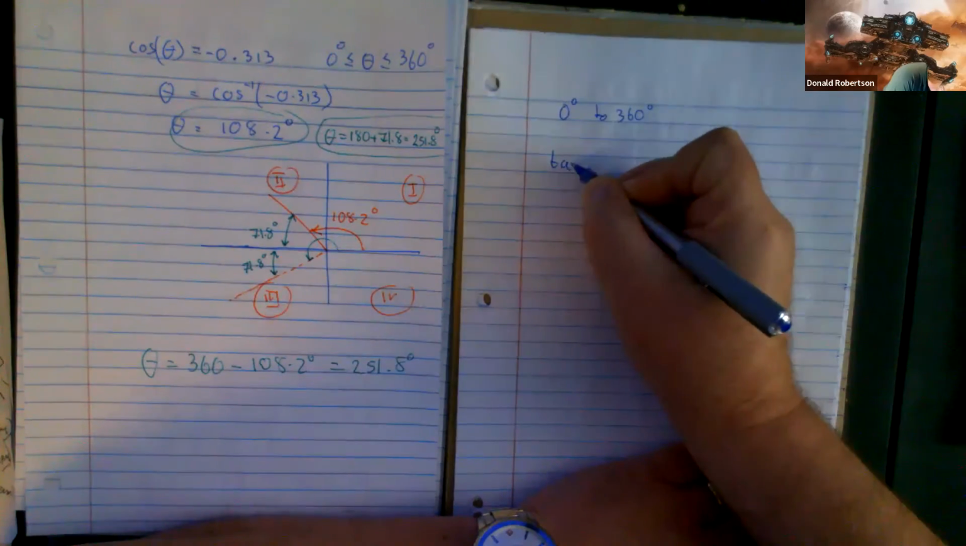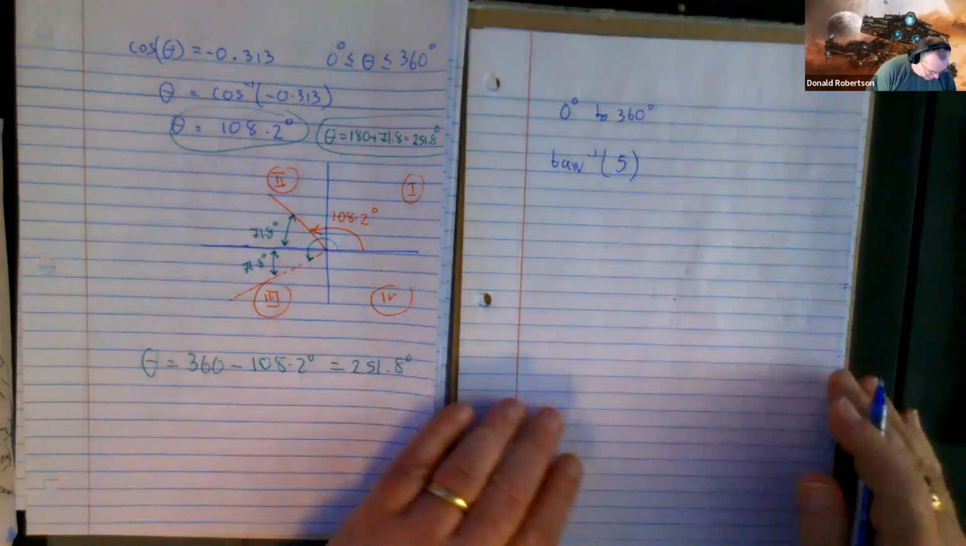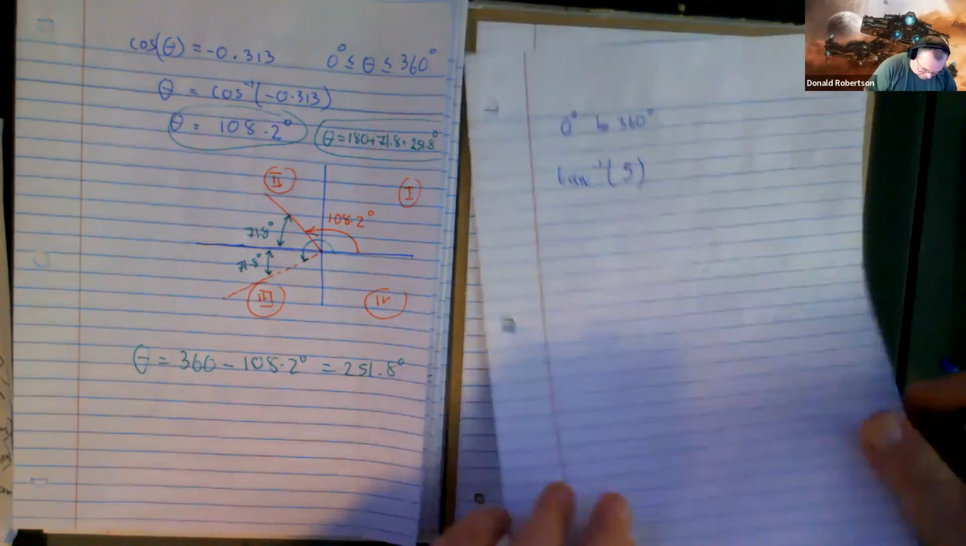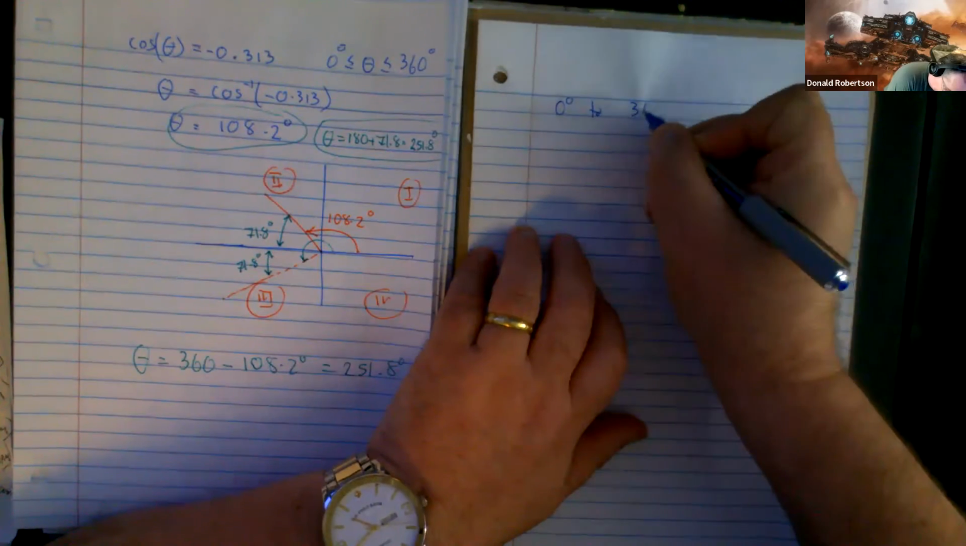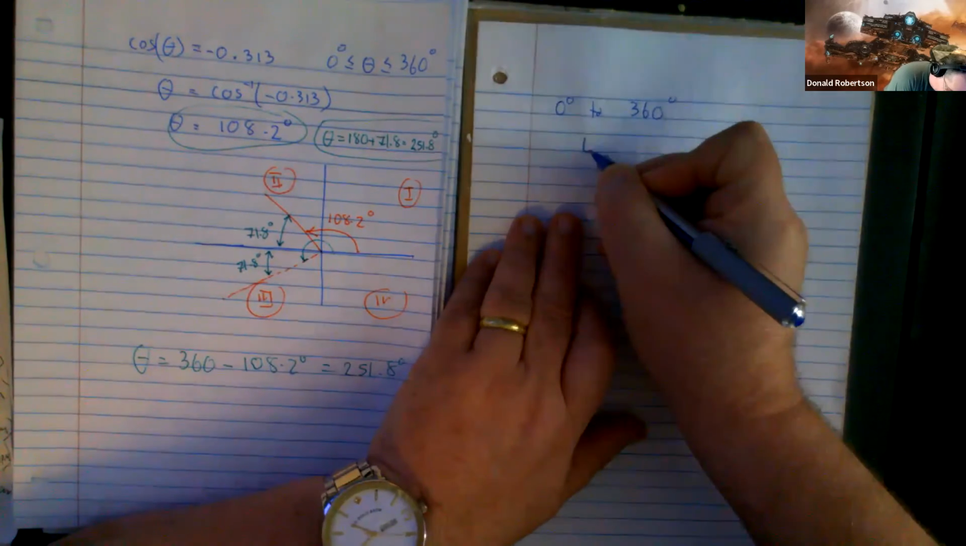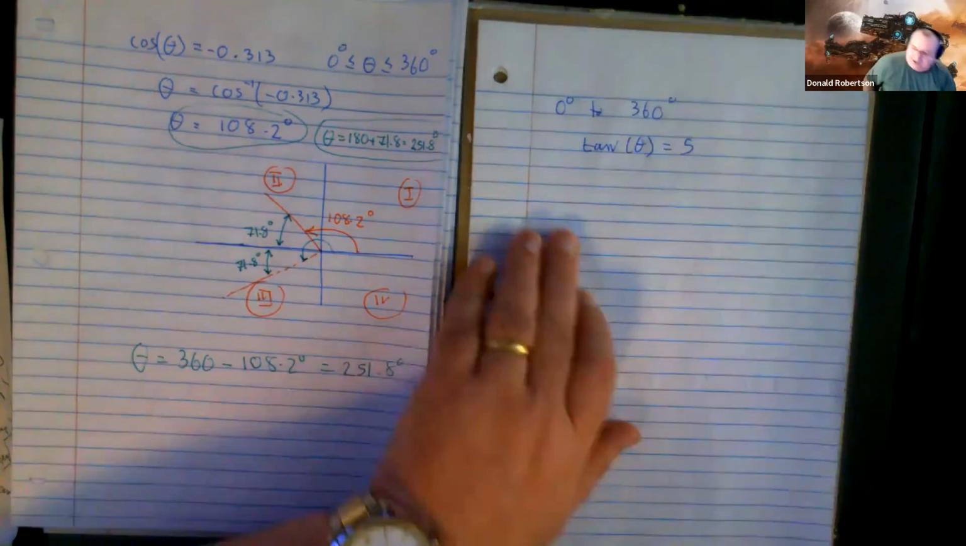We're going to do an inverse tan of 5. And I just screwed up that question. It's going to be 0 to 360. And let's do the tan of theta equals 5, right? Let's get it in order.